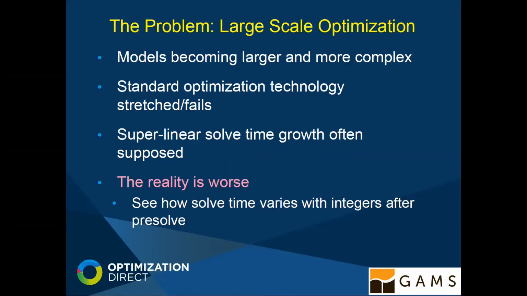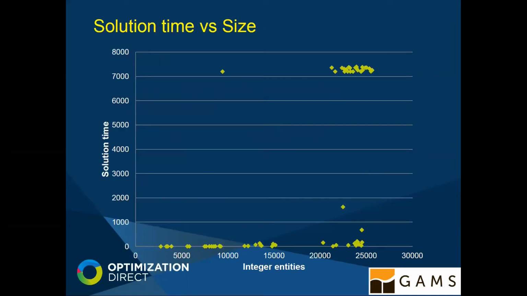Let's look at how solve times vary with model size, and I characterize that by the number of binary or integer variables in a model that we have to deal with after the standard pre-solve procedure. So we have here a plot of solution times for the solution of models of differing sizes. Now, they are all submodels of the same big scheduling model. So their structures are all pretty much identical. They just simply have different data, and they're obviously different sizes.